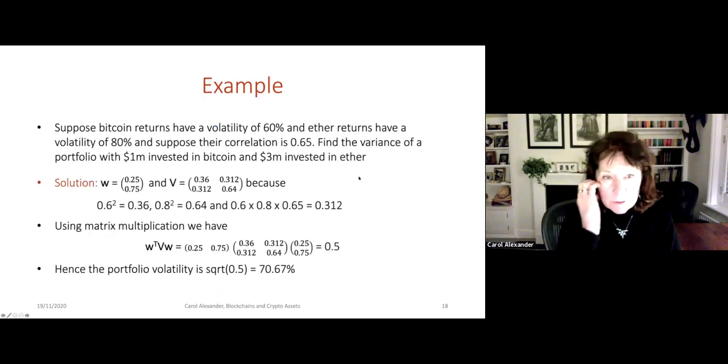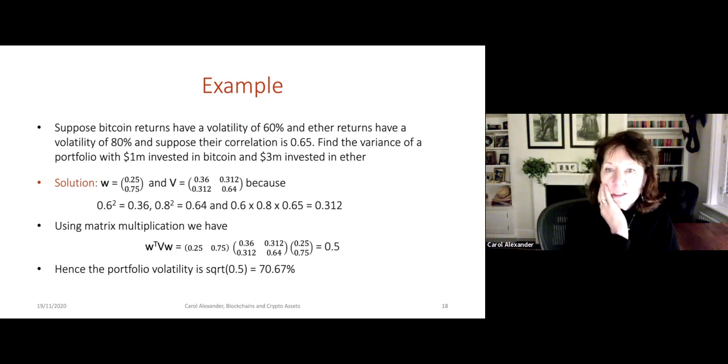Here's another example. Suppose Bitcoin returns have a volatility of 60%, Ether returns have a volatility of 80%, the correlation is 0.65. Find the variance of a portfolio with 1 million invested in Bitcoin and 3 million invested in Ether. So the weights are going to be 1 and 3, so total is 4. 1 in Bitcoin, so that's 0.25. 3 in Ether, that's 0.75.